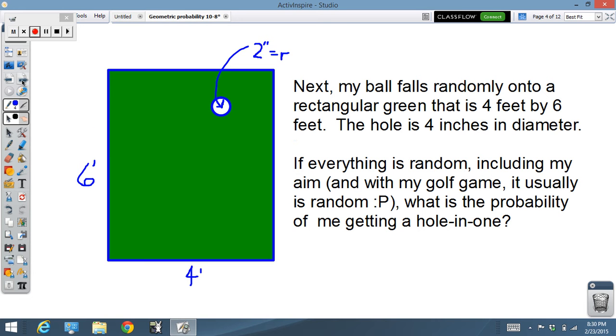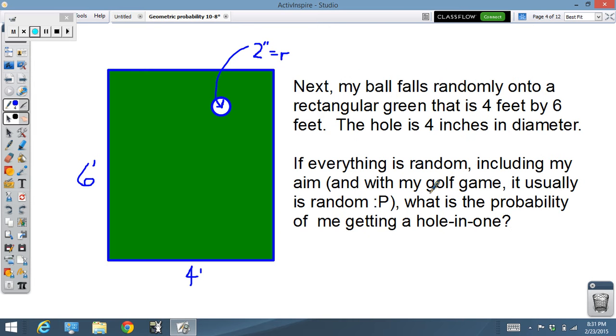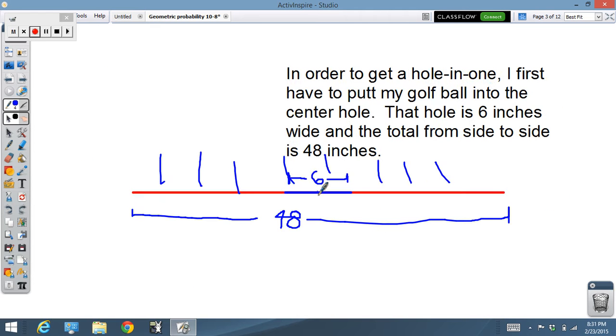Now, the key towards using geometric probability is that everything has got to be totally random. So even when I'm aiming at this first hole, we're going to assume that I'm not really aiming. I'm going to hit somewhere on this 48-inch width, but not really aiming for that 6-inch gap, so it's a random possibility that I could hit here, here, here, here, any of those. And if you've seen me golf, you would know that the way I putt, it is totally random. So first of all, we have to hit this 6-inch gap in a 48-inch length.